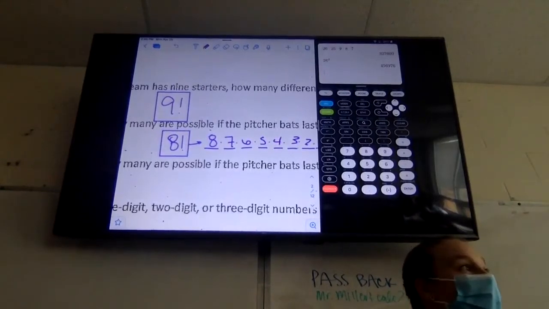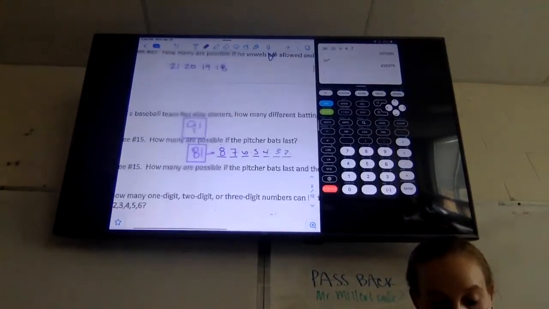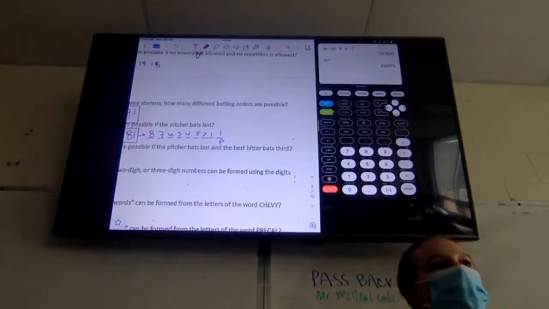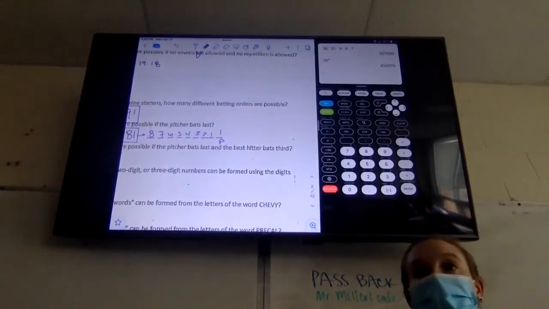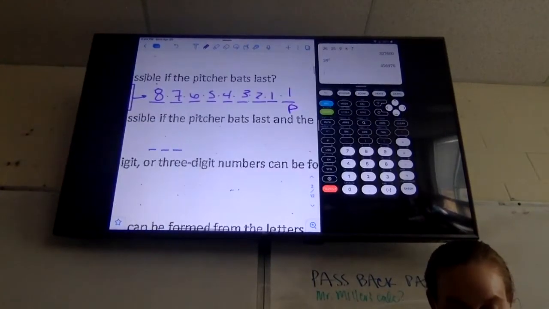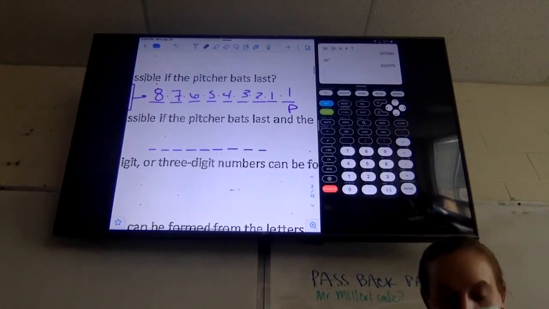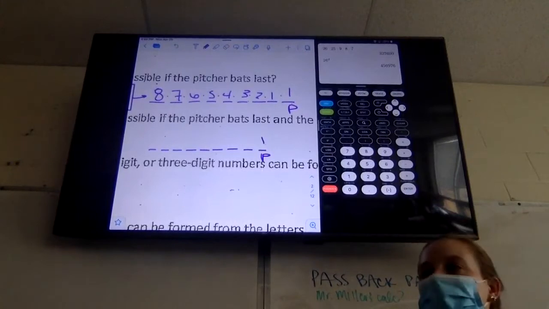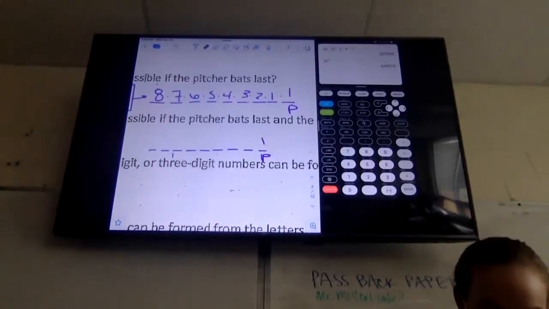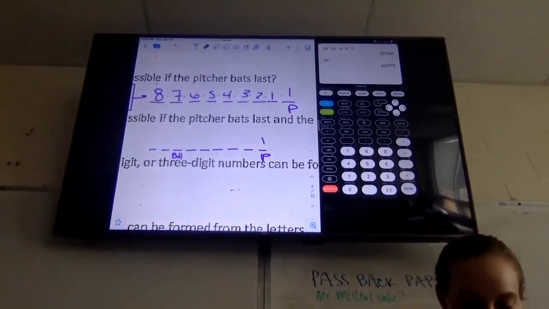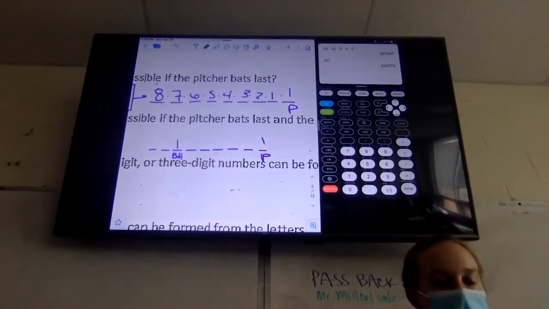Okay, we have to use that concept for the next one, which says how many are possible if the pitcher bats last and the best hitter bats third? 7 factorial. So exact same ideas we had before. If you don't like the little dashes, you don't have to do them. But the pitcher goes last, so we know that I only have one spot for the last spot. And the third is my best hitter, which there's only one best hitter, right? You can have a lot of good hitters, but somebody has to be your best hitter.